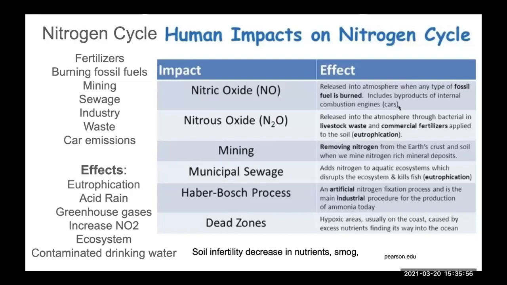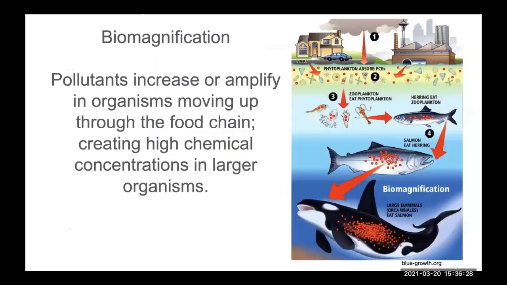The Haber-Bosch process is artificial nitrogen fixation, and it's an industrial procedure that lets us make ammonia, and it is killing off the nitrogen in the earth that we need to continue the cycle. And it creates dead zones, like hypoxic areas that are usually found on the coast that have excess nutrients that fall into the ocean, right? And we're going to have detrimental effects on all the ocean ecosystems and everything around the habitats surrounding the oceans.